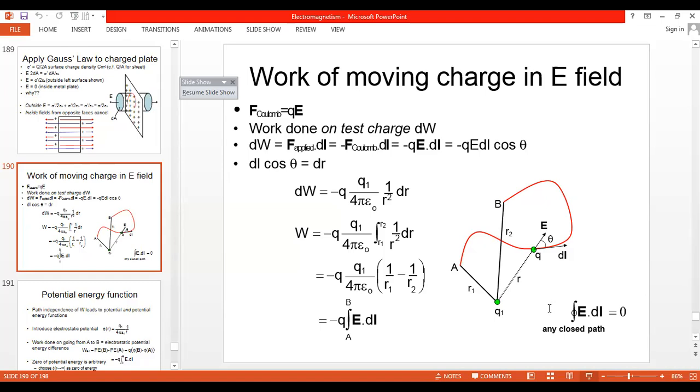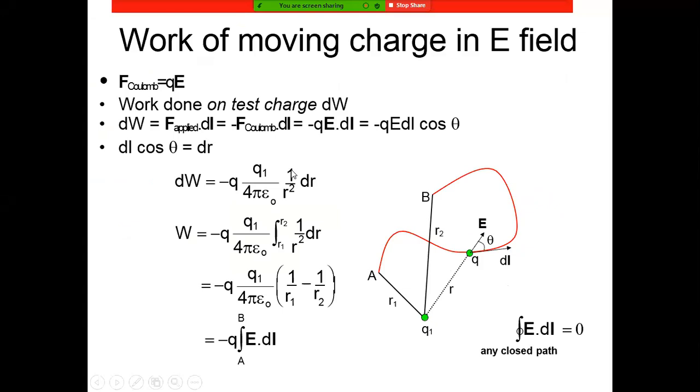See, if there is a charge Q1 placed at some point, I'm interested to move this charge Q1 some distance, from A to B, or maybe anywhere. So I'm interested to find what amount of work done is required in moving the charge from one point to another point. And from simple classical mechanics, you know that work done is force into displacement, the dot product.